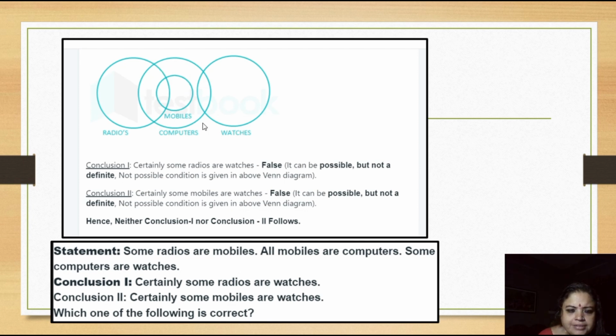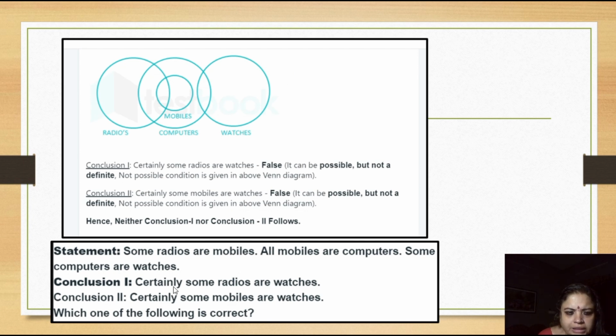So some of the radios are mobiles. Then all mobiles are computers. All of the mobiles are computers means mobiles will come inside the computers, is it not? Then some computers are watches. So that means there is some other circle coming as watches, and some of the computers have a commonly shared term between the computers and watches. So you have the radios, then mobiles coming inside computers, and then watches.